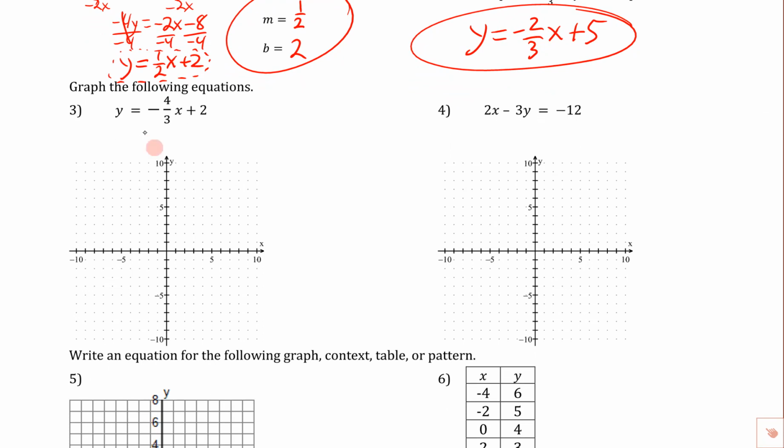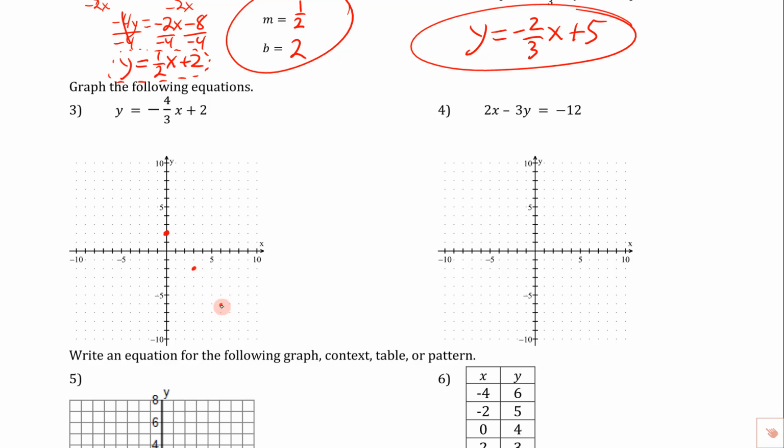The next couple say graph the following equations. This one is already written in slope-intercept form, so let's just make sure we get this right. Here's our anchoring point. We always start with the y-intercept, so it's going to cross right here. And then the slope is negative 3/4. That's a rise of negative 4 and a run of 3. So we're going to go down 4 and then we're going to run 3.